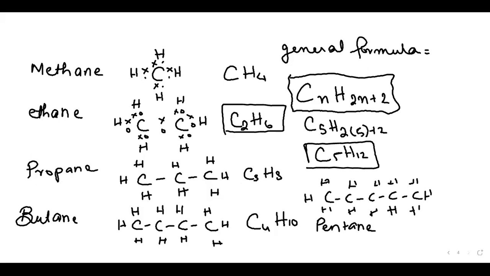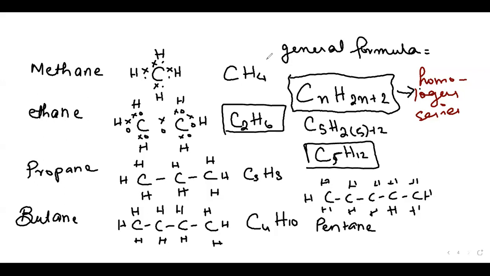Now, when we talk about the general formula, it is specific for something that we call a homologous series. What is a homologous series? A homologous series is a group of compounds that have the same general formula. So, for example, alkanes are one homologous series. Why? Because all alkanes follow the same general formula.